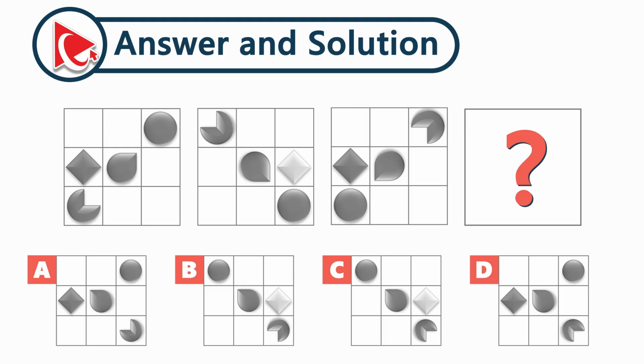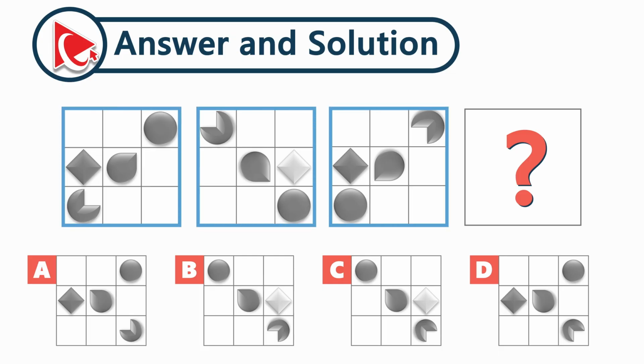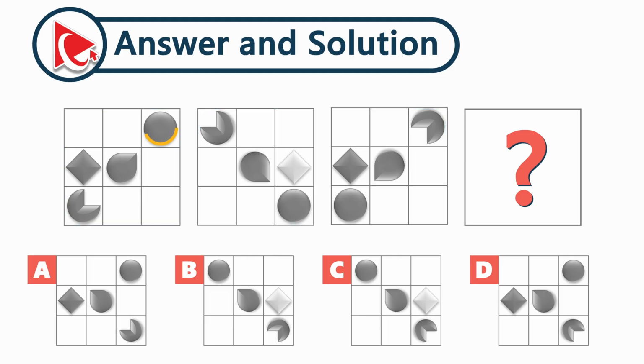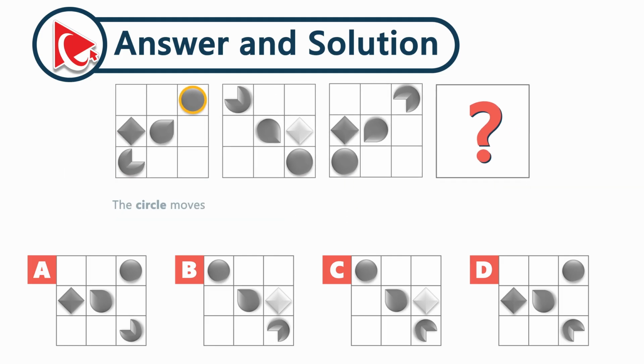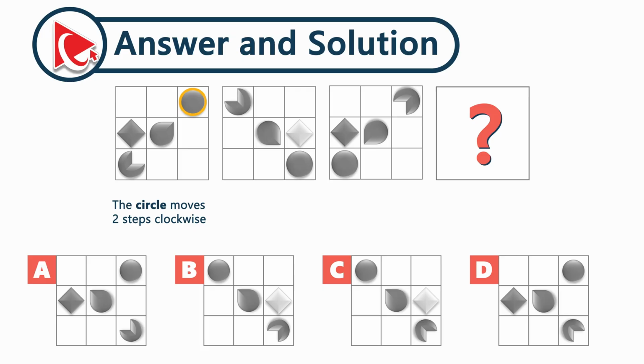As you might have guessed, the solution for this problem will have 4 different patterns. Let's follow each individual shapes in squares 1 through 3 to detect the pattern for that particular shape. Let's first start with the circle. The circle moves 2 steps clockwise. It basically goes from corner to corner to corner and then to another corner again.